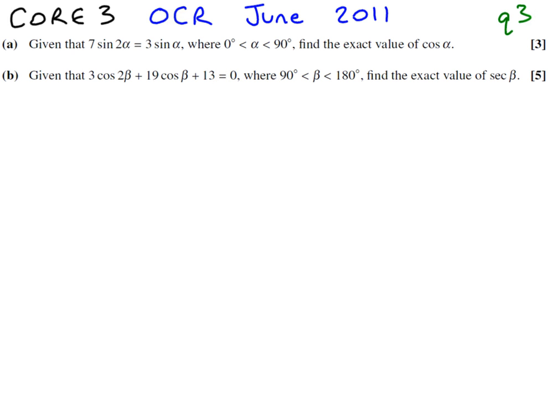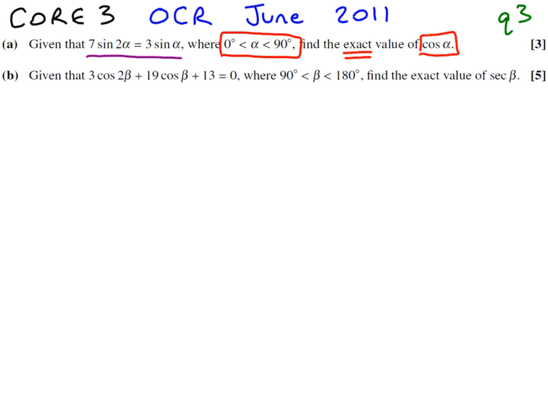We're going to have a look at question 3, which as you can see is all about trigonometry. So the question A says 7 sine 2 alpha equals 3 sine alpha, and alpha is between 0 and 90 degrees. Our challenge: find the exact value, very important, of cos alpha. So we're basically trying to rearrange this expression to get cos alpha equals. Now, as you can see, there's no cos alphas to be seen at the minute.